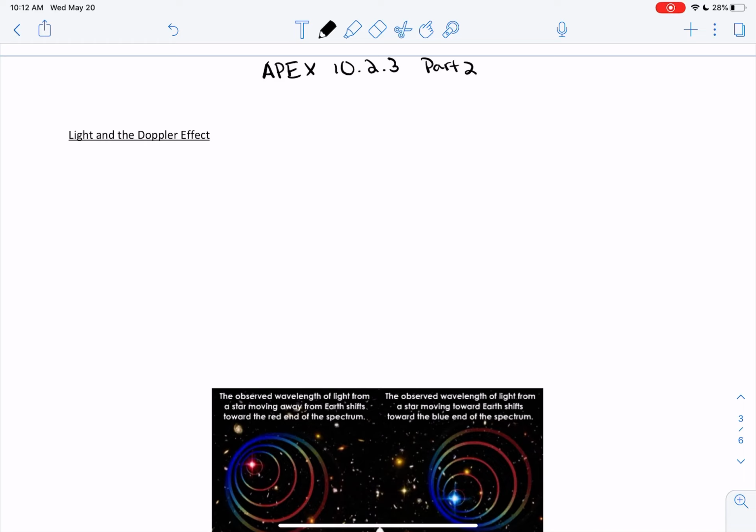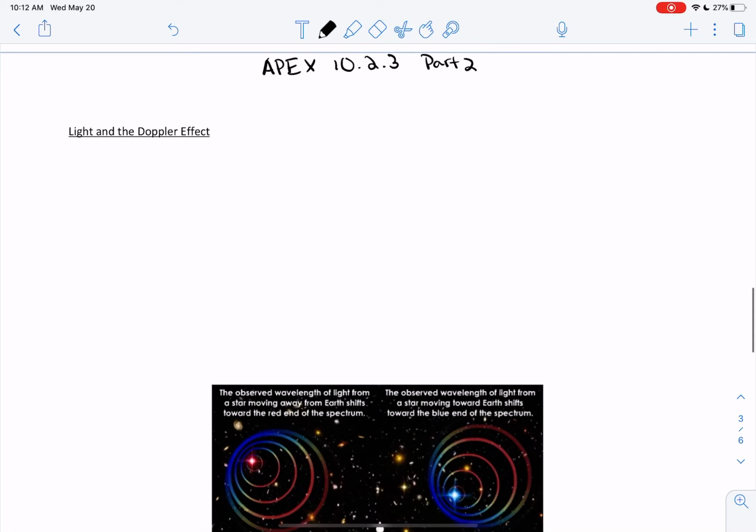Okay, here we go. So when we were talking about sound, we talked about Doppler effect. Remember, Doppler effect explains why if an ambulance drives past you, you hear that eeeew sound, okay? So let's just take a quick second to go over the Doppler effect.